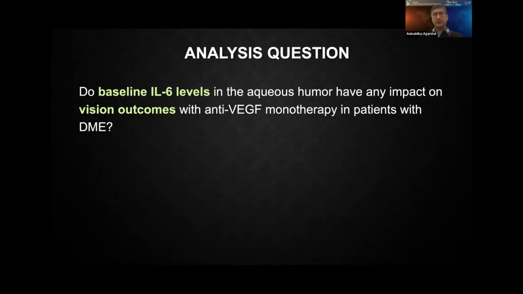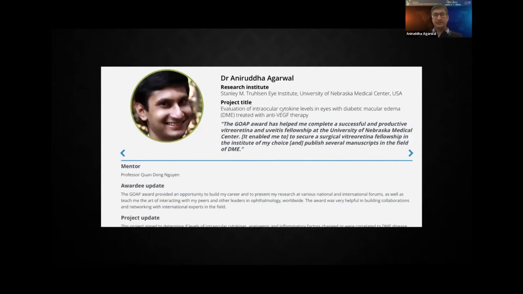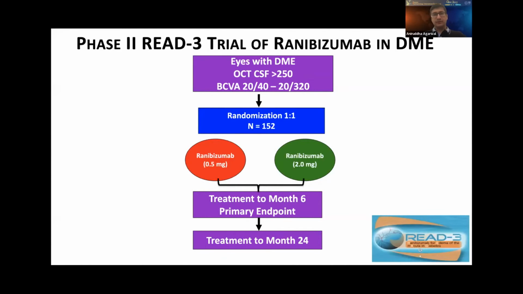Now, in order to address this question, in 2014, I was a part of a study in which we analyzed baseline IL-6 levels in the aqueous humor in patients with DME who were undergoing anti-VEGF monotherapy. In fact, this was an application for a research award at Bayer and received a GOP award for this project. And we recruited patients of the READ3 trial, which is ranibizumab in DME. It's a phase 2 study which was done in eyes with DME. And the inclusion criteria were simple. There were certain visual acuity criteria and OCT criteria.